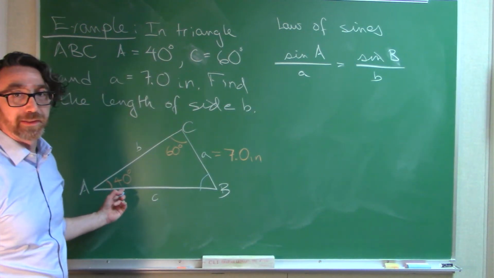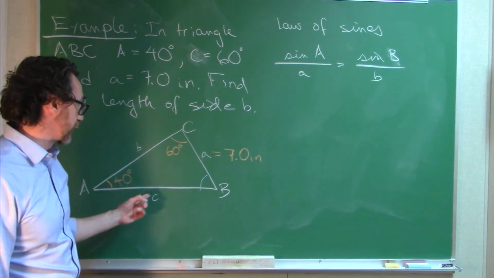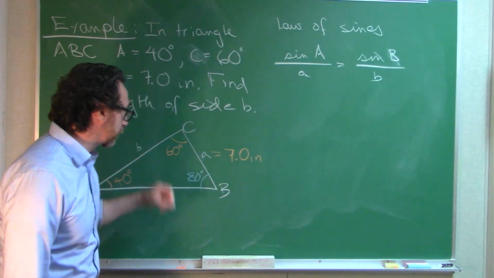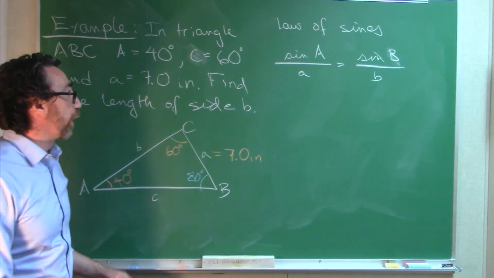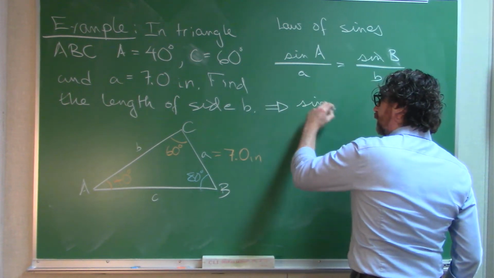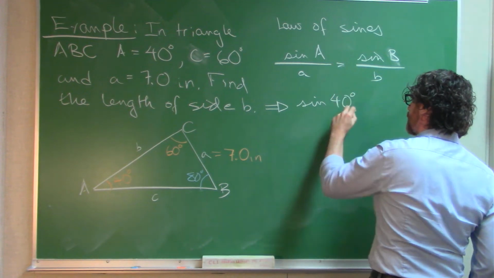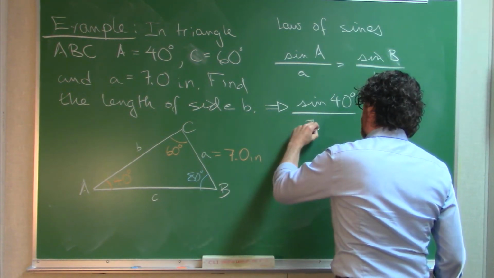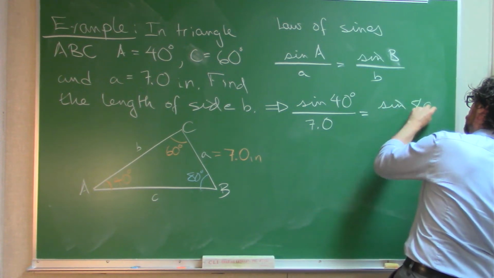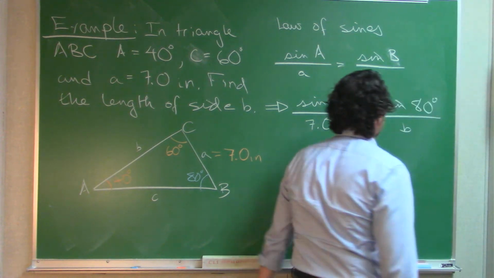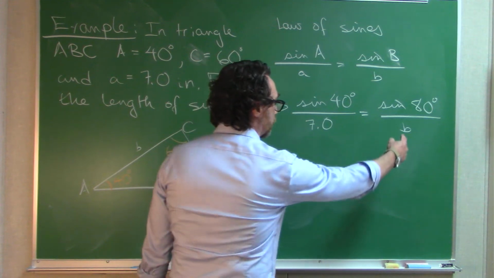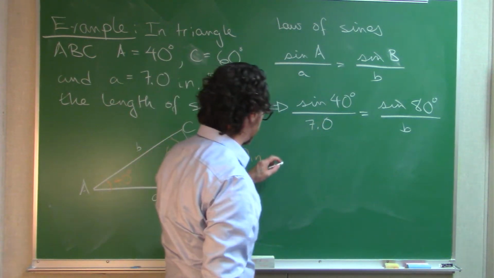Of course, we know that the angle sum in a triangle has to be 180 degrees. 40 plus 60 is 100. So this angle must be 80 degrees. So I can write this equation here with a single unknown. Sine 40 degrees over length of side a, which is 7 inches, equals sine 80 degrees over the unknown length of side b. So I want to get b by itself, multiply b over.